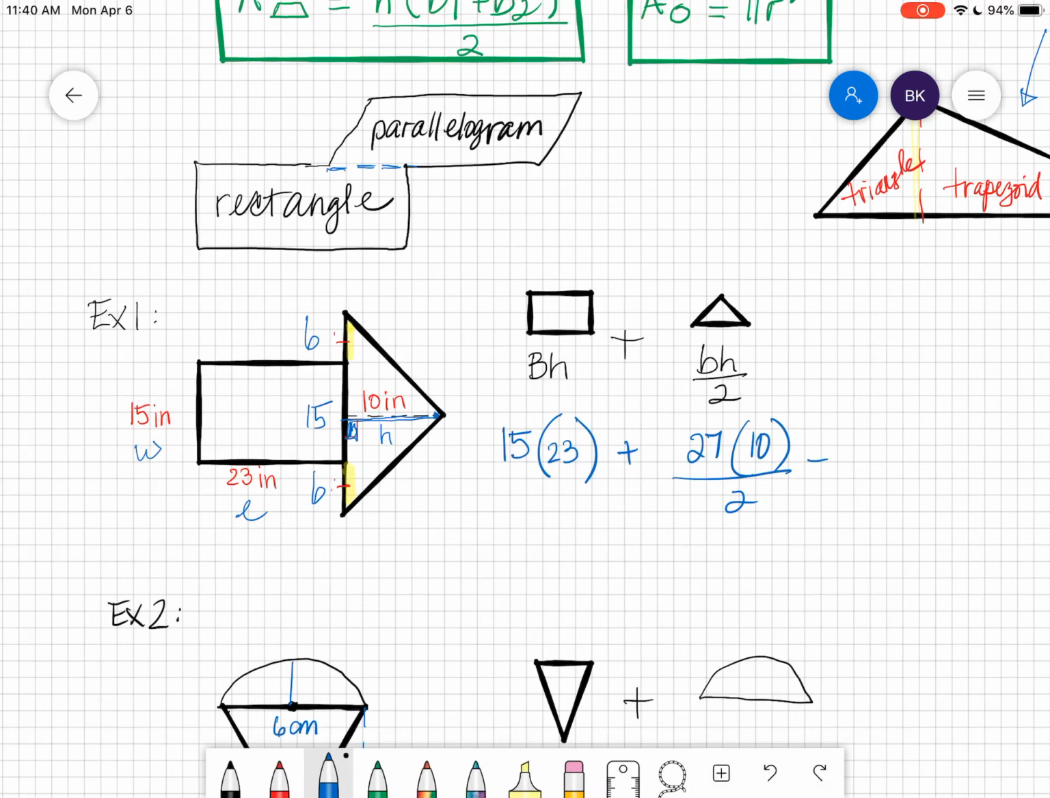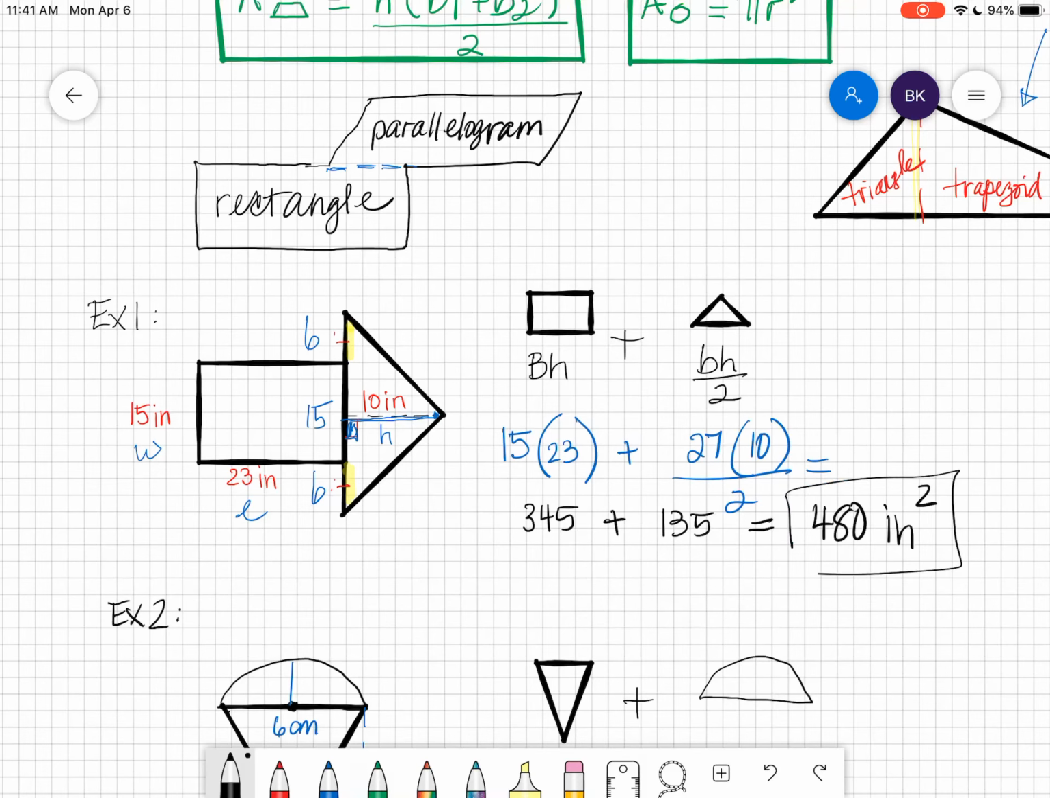And when you simplify this, 15 times 23 is 345, plus 27 times 10 divided by 2 is 135, and your final answer is 480 inches squared. And that is your final answer.